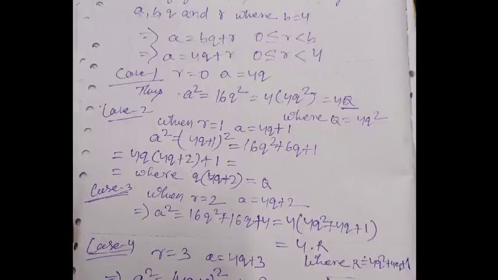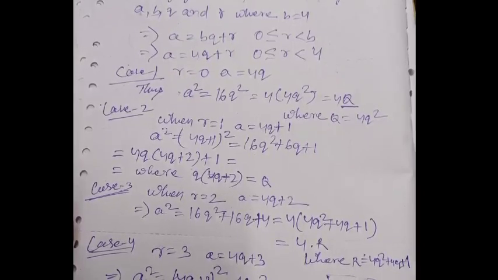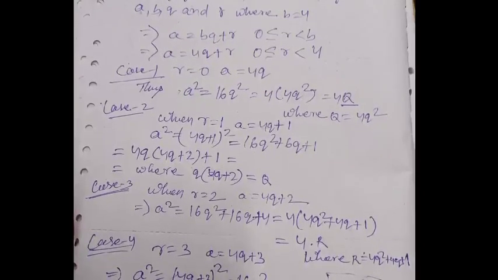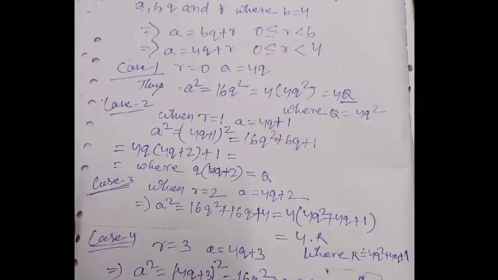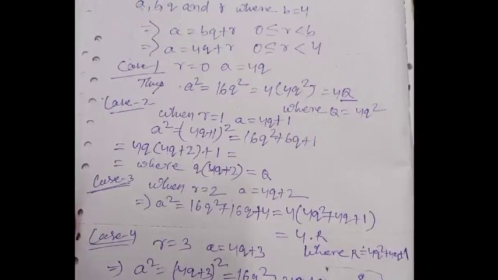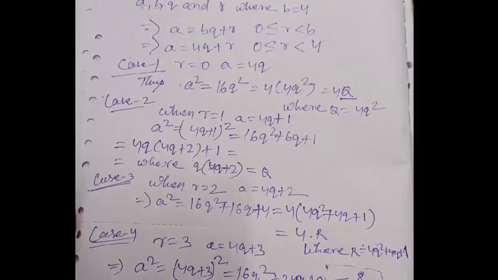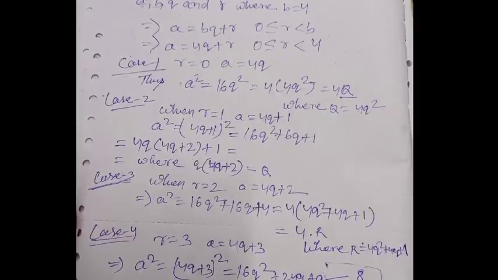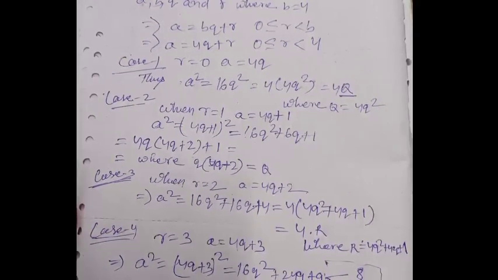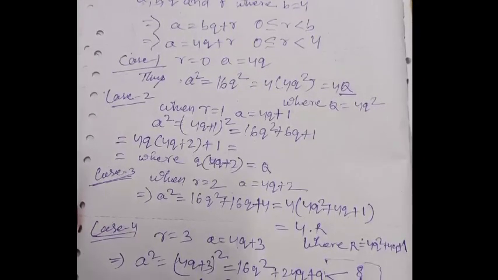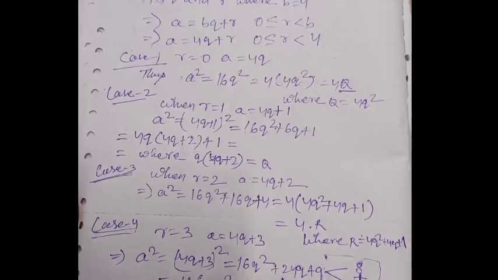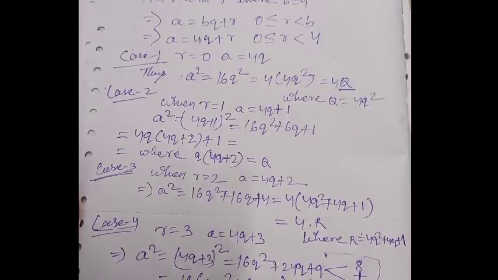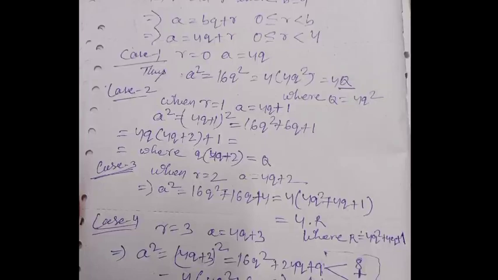Then r is equal to 1, a is equal to 4q plus 1, a square is equal to 4q plus 1 whole square equal to 16q square plus 8q plus 1, which after taking common 4q, it will be converted into 4q into 4q plus 2, plus 1, where q whole into 4q plus 2 is q.